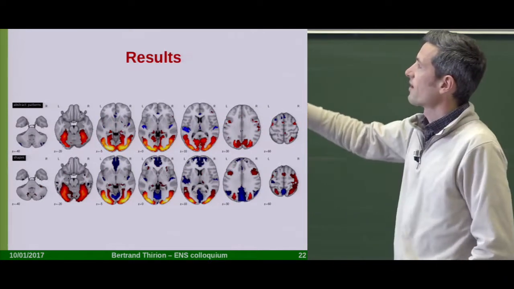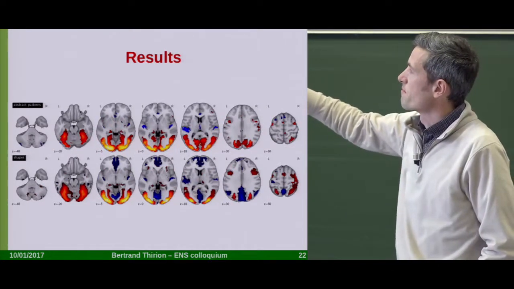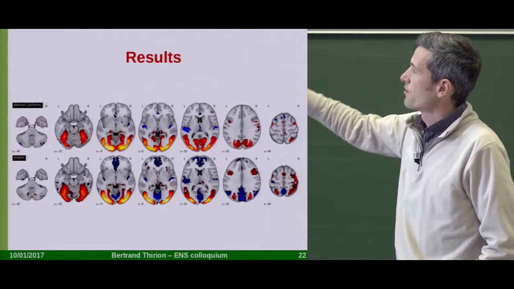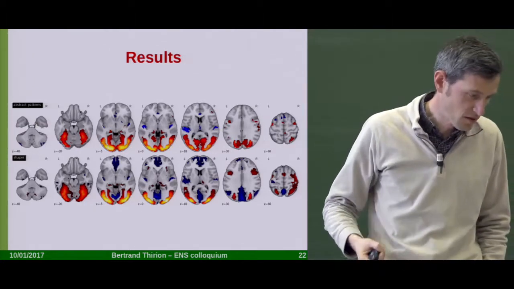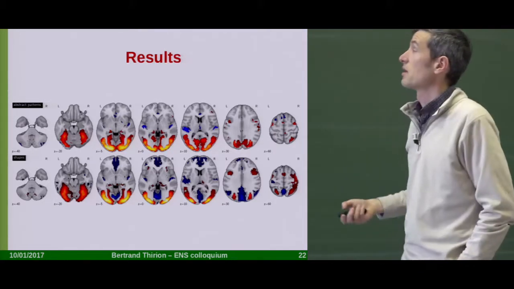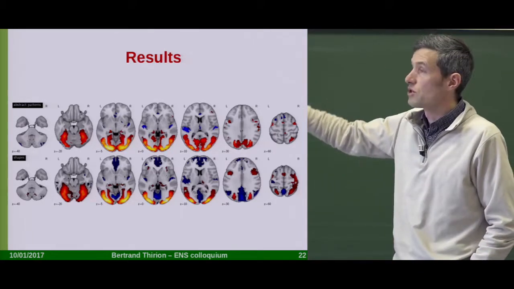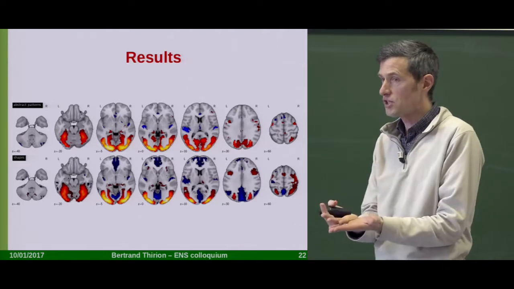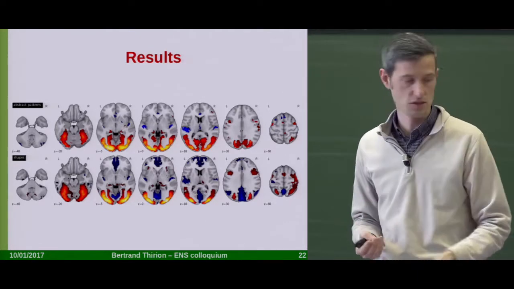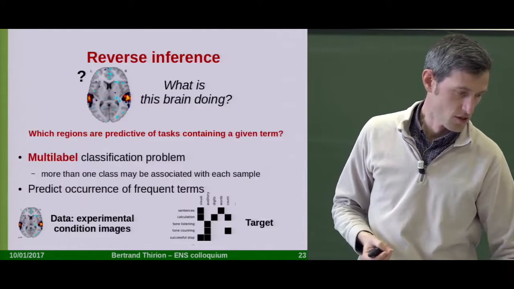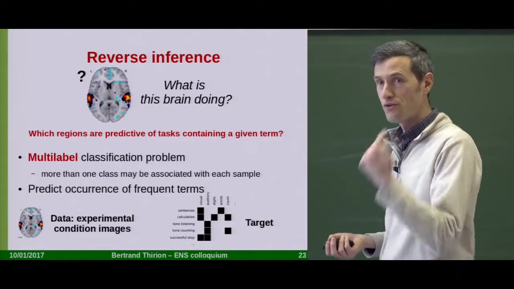For instance, these are the activation maps associated with two different kinds of visual stimuli. One is abstract patterns, and the other one is shapes. And typically, it's hard to distinguish between these two. So you see the limitation of the forward model, which does not actually discriminate between the conditions. So to do that, we want to do the reverse inference.